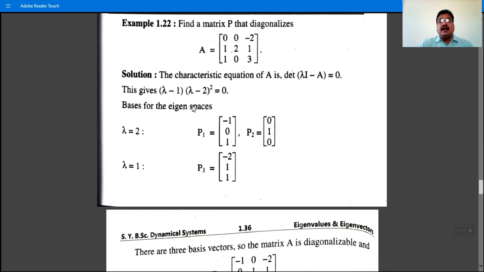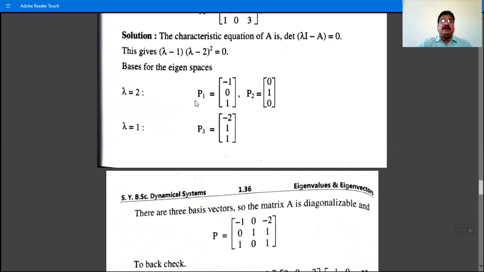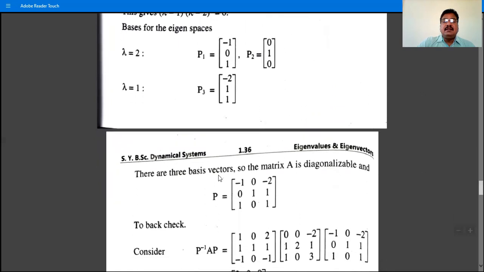And then find the eigenvectors corresponding to each eigenvalue. That is, find the eigenvector corresponding to lambda equal to 1, and then find the eigenvectors corresponding to lambda equal to 2. Here we have two linearly independent eigenvectors corresponding to lambda equal to 2, and corresponding to lambda equal to 1 we have one linearly independent eigenvector. And then what is the matrix P? Matrix P has minus 1, 0, 0, 0, 1 as the first column, then 0, 1, 0 as the second column, and minus 2, 1, 1 as the third column.